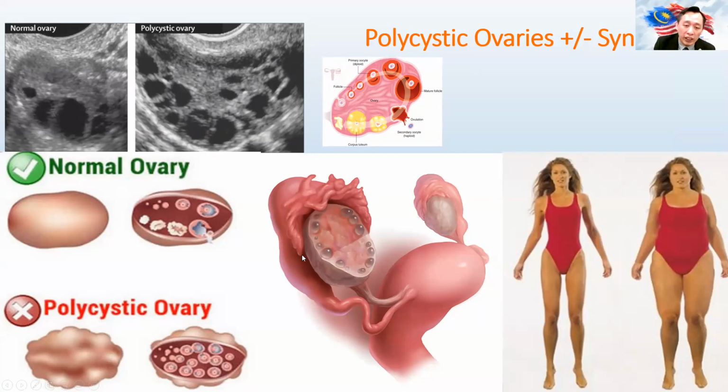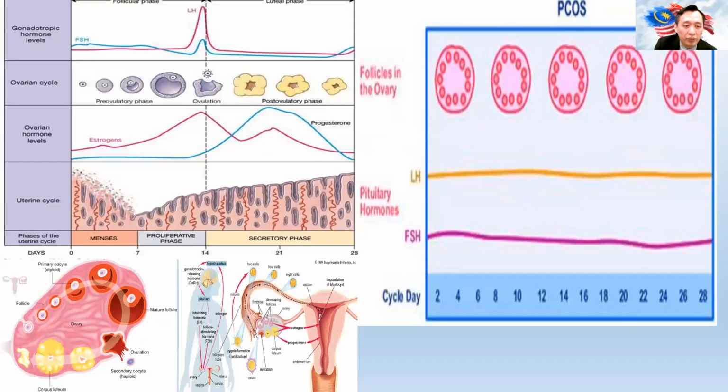If you look at this animation here in the center, you can see that there are a lot of small follicles inside the ovary, which are not mature. On the other hand, if it's a normal ovary, there should be fewer than 10 follicles, and all the follicles are at different stages of maturity.